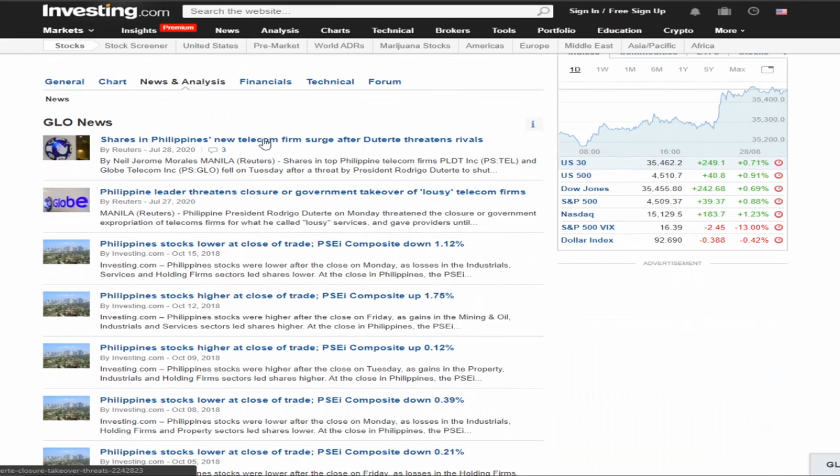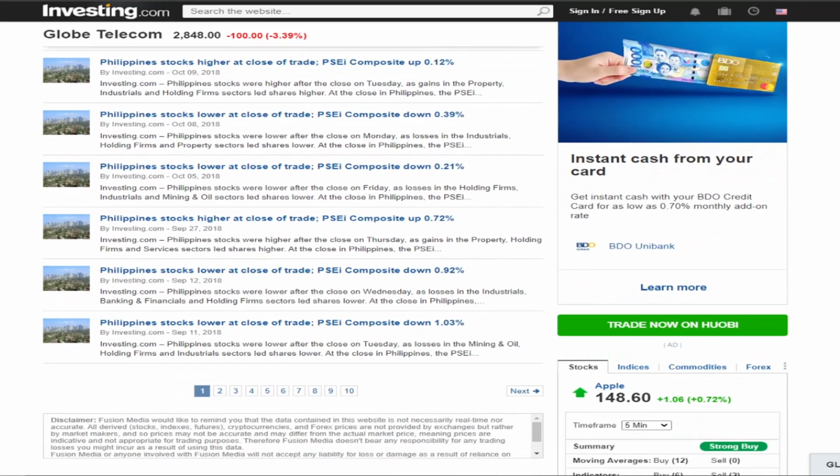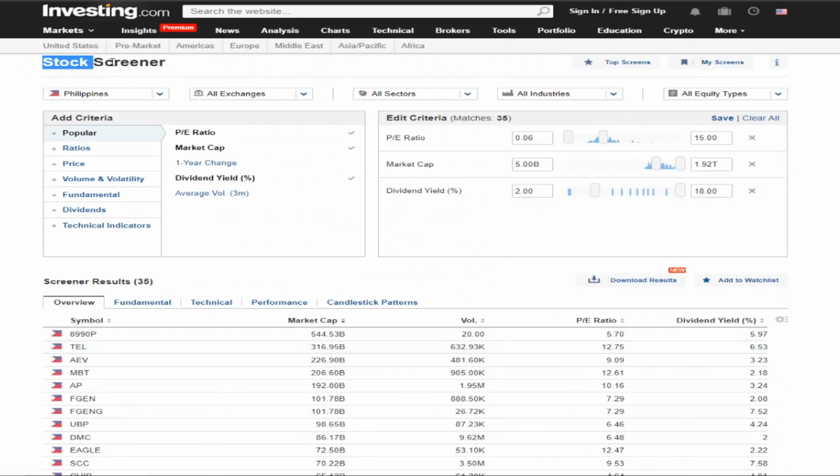Now for the news, they don't have it for all companies, so I think this is more on the larger cap companies. Not sure. Now another thing I like about Investing.com is they have a stock screener, which really comes in handy to filter out more stocks for you.